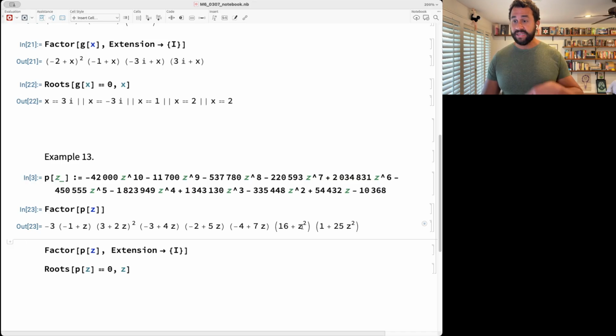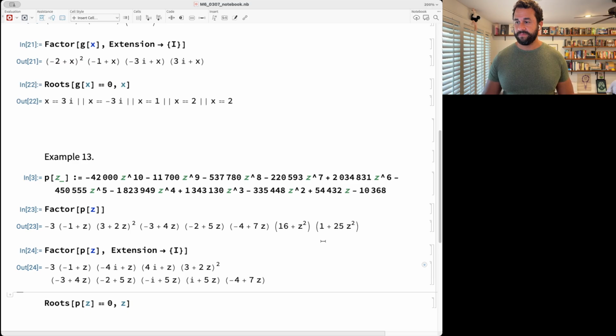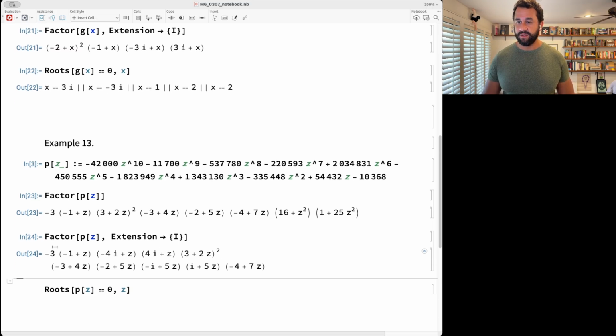So I need to tell Mathematica to allow imaginary numbers. I'm going to extend the integers with the imaginary unit I. Try it again, Mathematica. Boom, there it is. Fully factored. Every factor is linear. Fundamental theorem of algebra, or that corollary, I should say. Looks like we got one repeated factor. And now we could read off all of the roots, all the zeros, right?